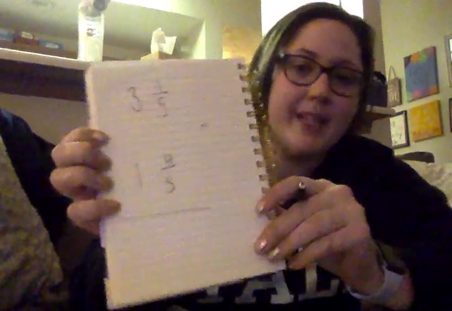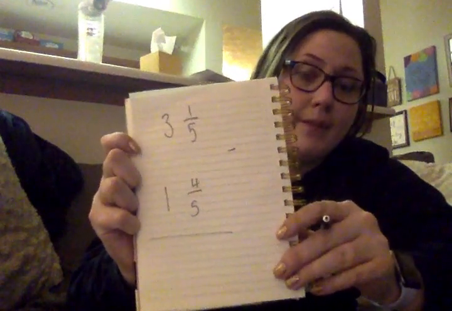Okay, the borrowing method looks like this. I'm going to say I have 3 1/5 minus 1 4/5. It'll look something like this. This is the borrowing method. I could subtract 1 minus 4, the numerators, but I'd get a negative number and I'm not trying to deal with that. So I can borrow. Watch closely how I'm going to borrow.